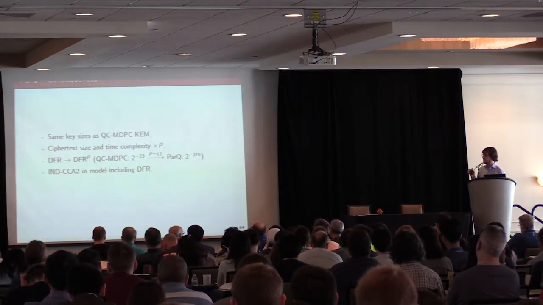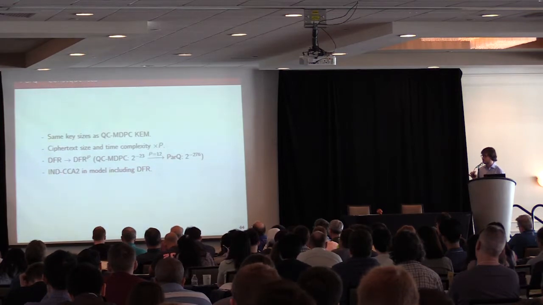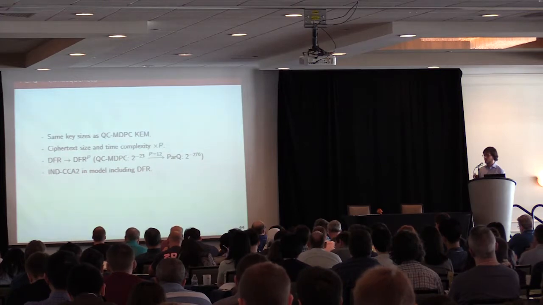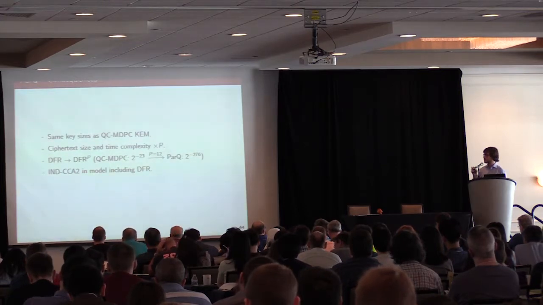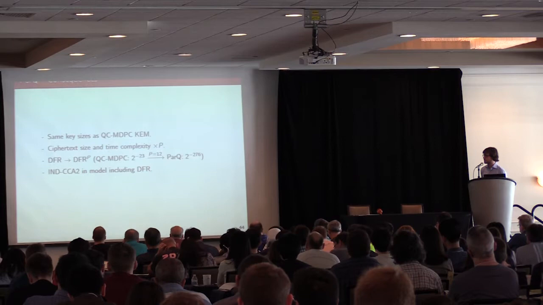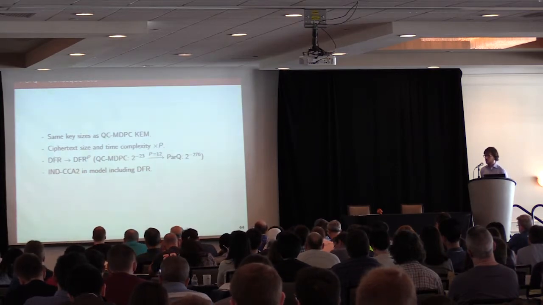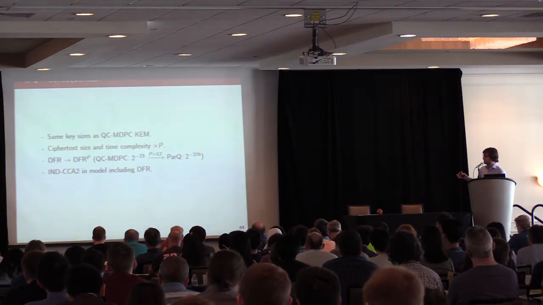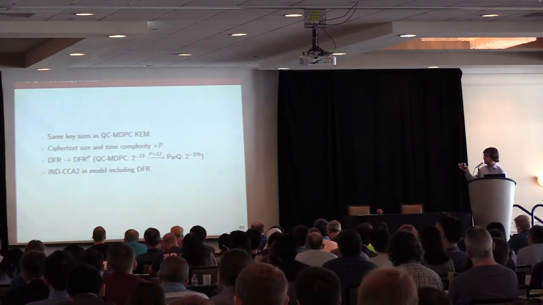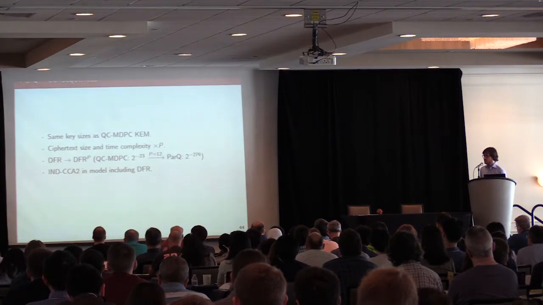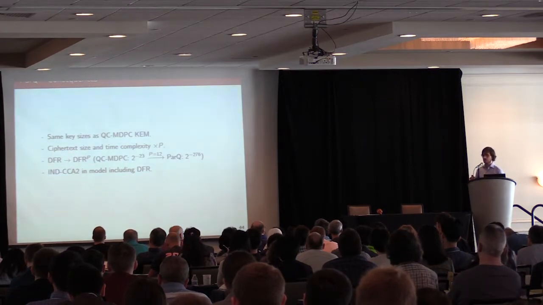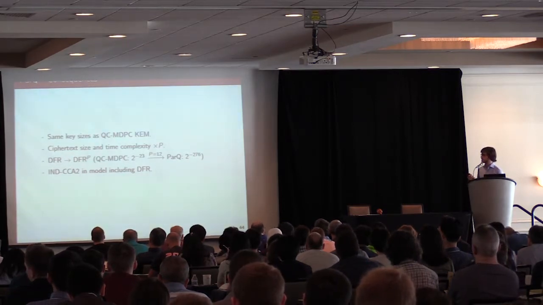You have the same key sizes as the usual QC-MDPC. Of course, the ciphertext size and the complexity are multiplied by P, but the failure rate is to the power P. So for example, if you had 2 to the minus 23 as failure rate, take P equals 12. It's pretty big, but you can deal with it. And you now have a failure rate of 2 to the minus 276. And then you can make a full CCA proof in a model including the possibility of a failure of the decoder.